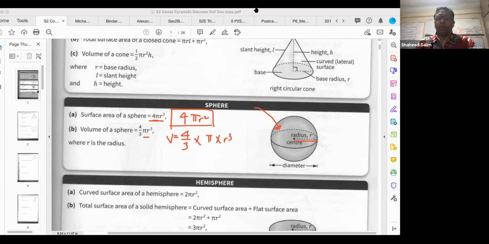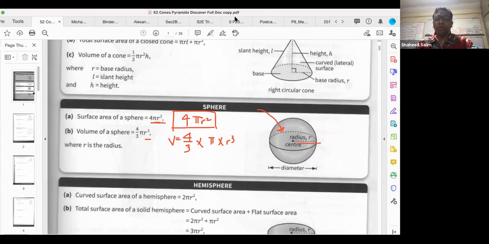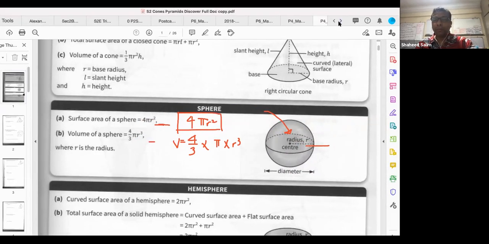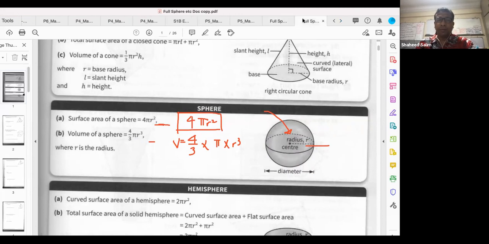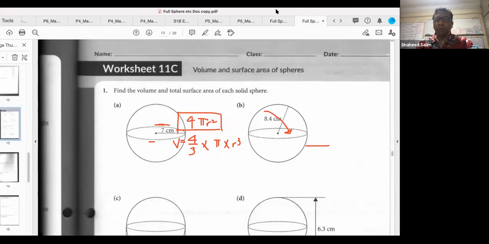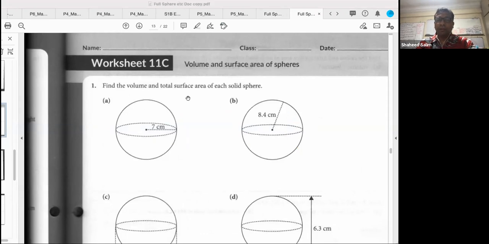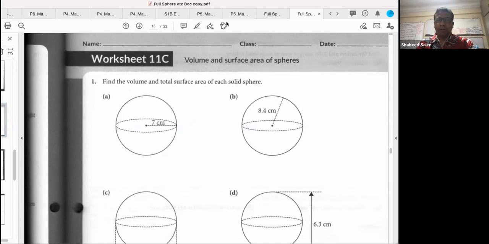Okay, that's what we're going to do now. We're going to just go through that before we go to another. Where is my sphere? I'm going to remove this. They want you to find the total surface area, and we do A and B only, 1A and 1B. Remember the formula. If you don't remember, I will give you the formula.